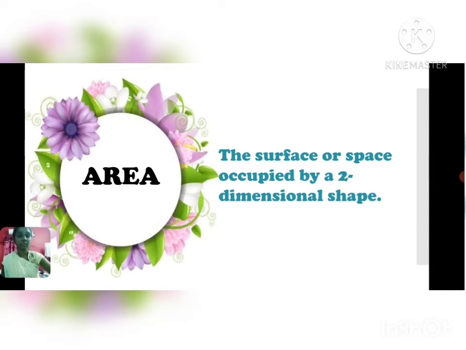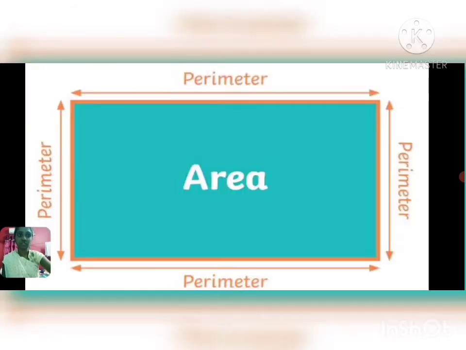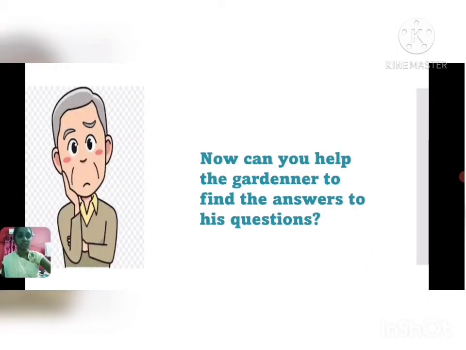Let us see a diagrammatic representation. In this diagram, there is a rectangle whose boundaries are given in orange lines and whose inner space occupied is shaded in green color. The measure of the green shaded region is the area of the rectangle, and the total length of the orange boundaries is the perimeter of the rectangle.